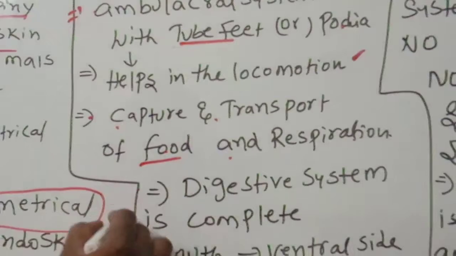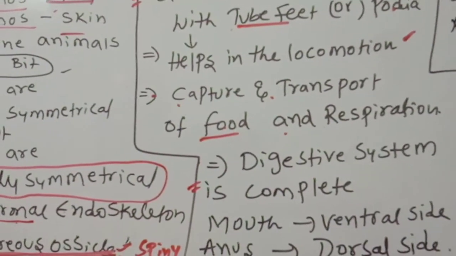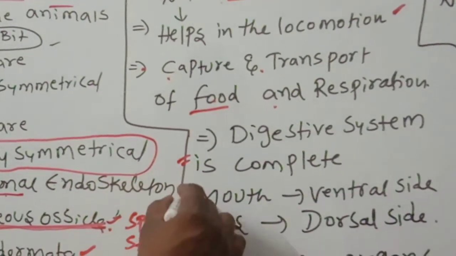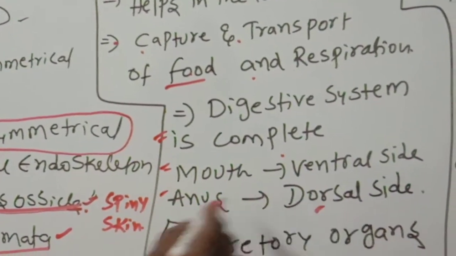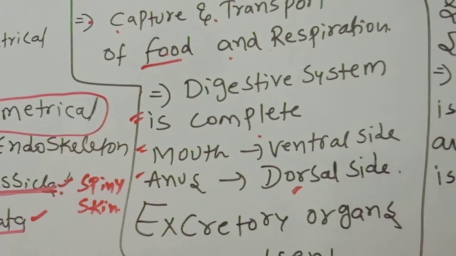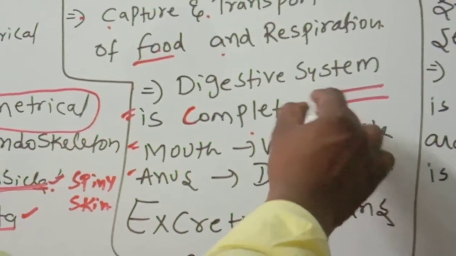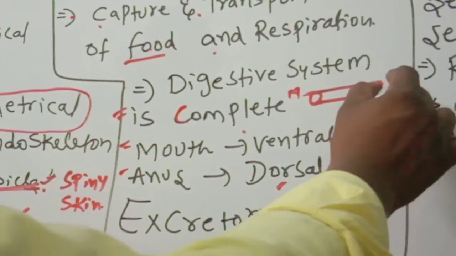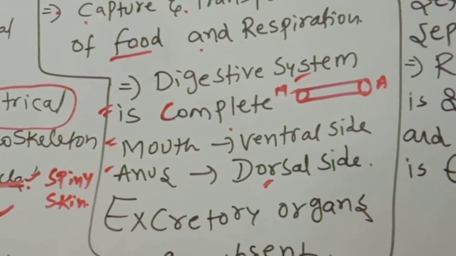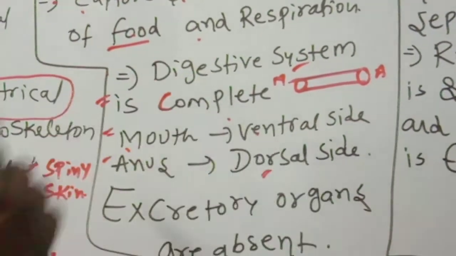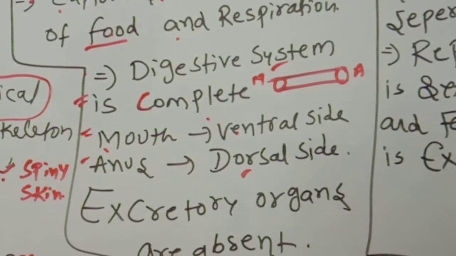The digestive system is a complete digestive system. The mouth is on the ventral side and the anus is on the dorsal side. What is the meaning of complete digestive system? Both mouth and anus are there, that is called a complete digestive system. Mouth is on which side? Ventral side. Anus is on which side? Dorsal side.